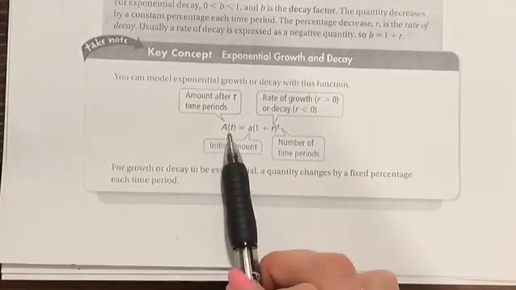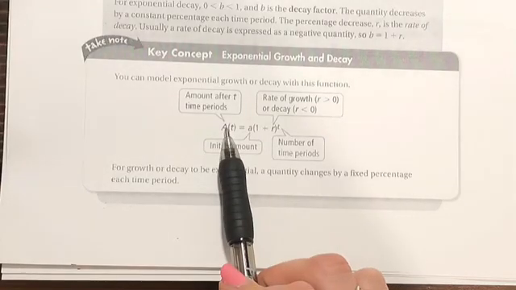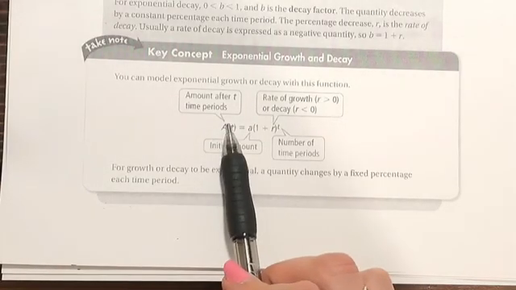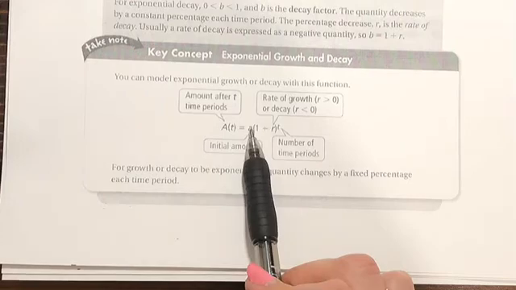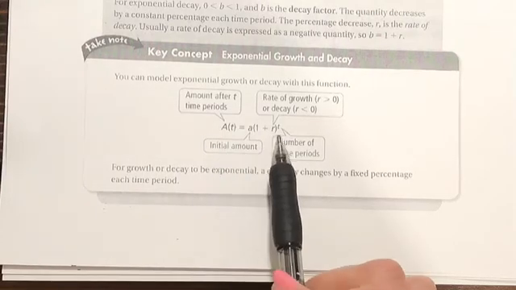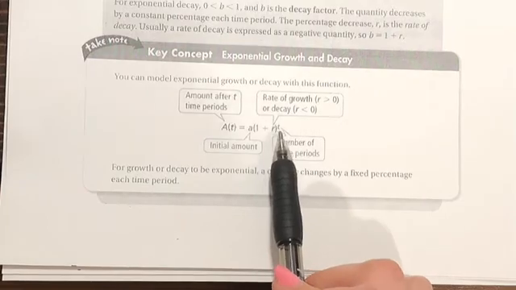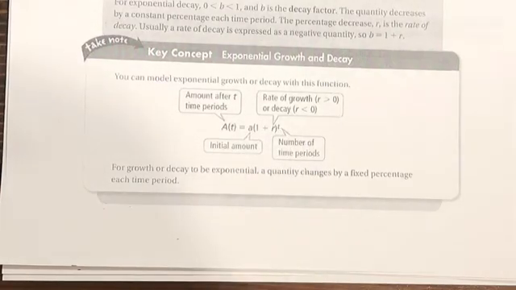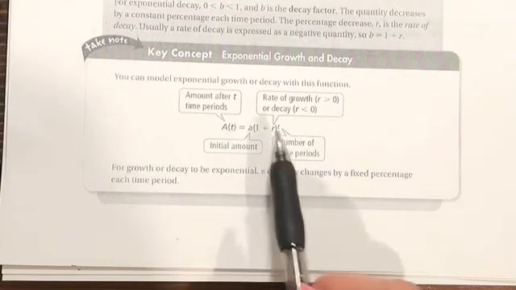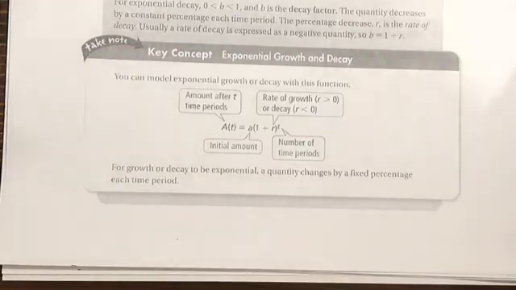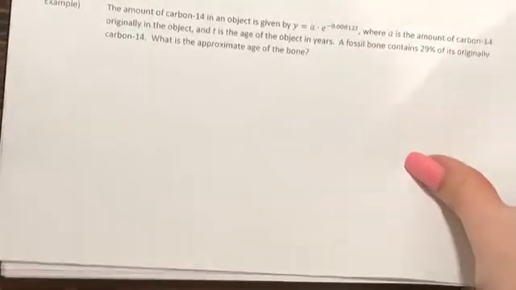So again, capital A stands for your amount after a certain amount of time. Little a represents your initial amount. R stands for your rate, so think of the interest rate, and t represents time. So for growth or decay to be exponential, a quantity changes by a fixed percentage each time period, and that's the rate that we're talking about. So we're going to be using equations like that today. Let's look at some problems using exponential growth.